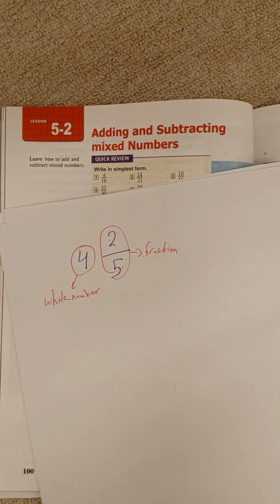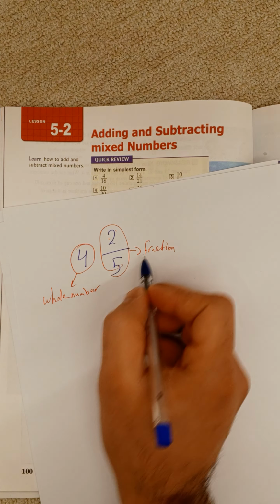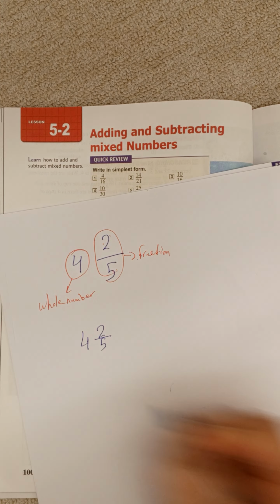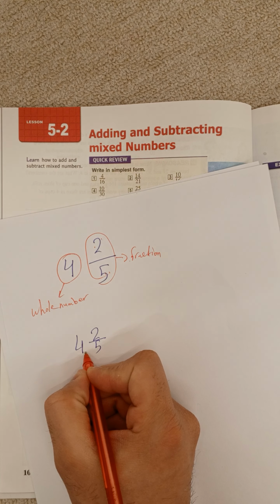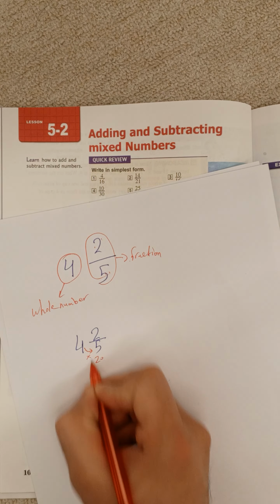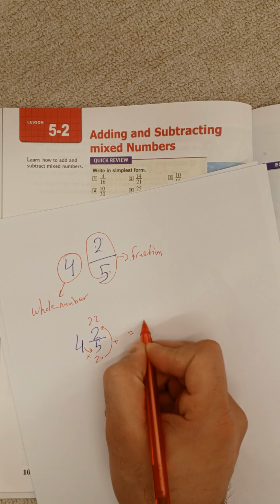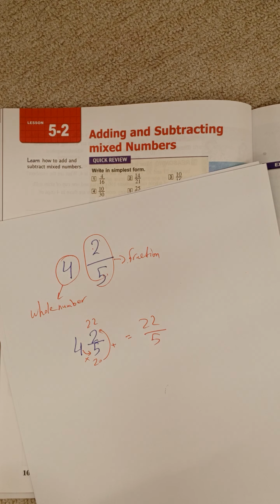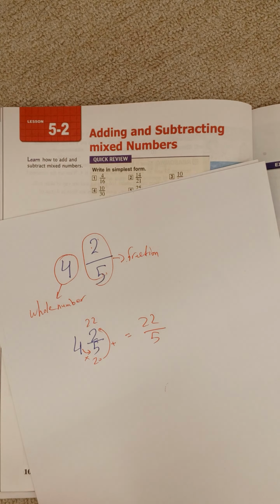Okay, if we have a mixed number, how to change it to a fraction? Let's say 4 and 2/5. If we have this, how to change it to a fraction? We studied this in grade 5 by multiplying the whole number by the denominator. 4 times 5 is 20. 20 plus 2, it's going to be 22. It's going to be 22 over, what's our denominator? 5. 22/5. This is changing the mixed number to a fraction.